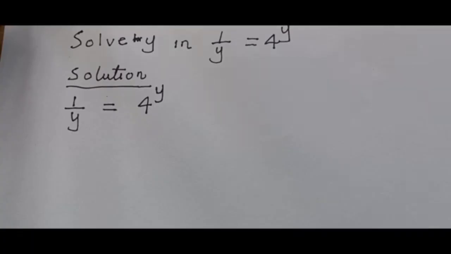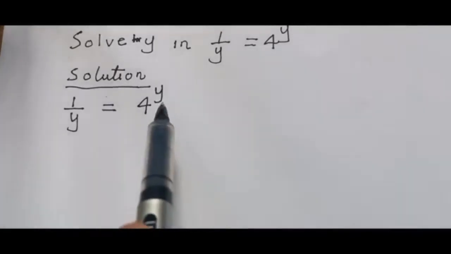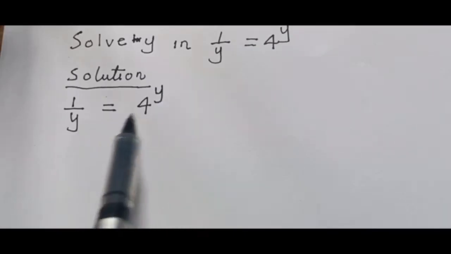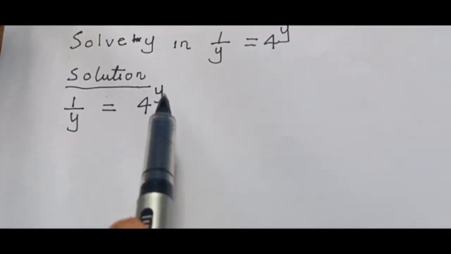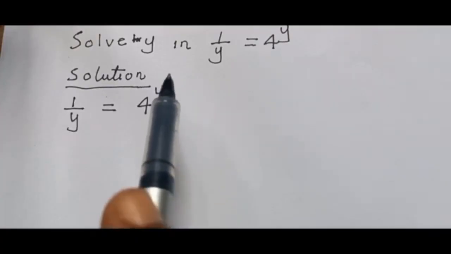Here we have a question: we are told to find the value of y in 1 over y equals 4 raised to power y. So in this case, in order to get the value of y, we are supposed to eliminate the exponent y. So how can we eliminate the exponent y? Raise both sides of the equation to the reciprocal or inverse of y, which is 1 over y.